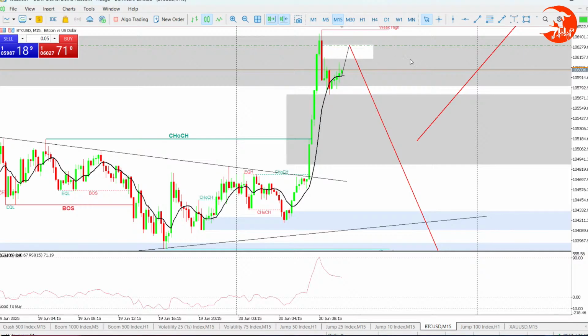So let's leave it at M15 and wait for that kind of a pullback and be ready to make our sell entries.